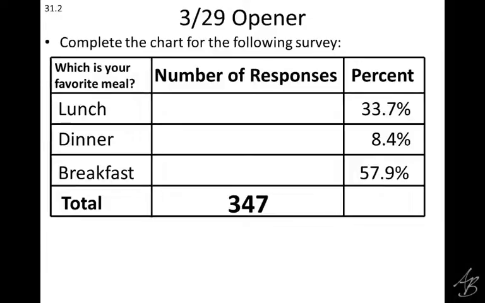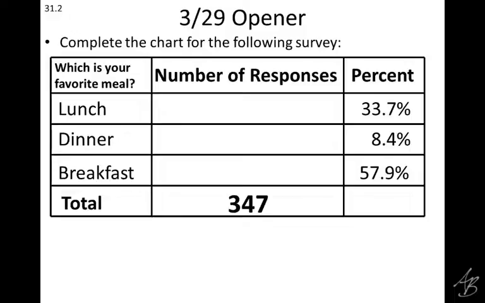We have a survey, and the people that were surveyed were asked the question, what is your favorite meal? And they were given three choices: breakfast, lunch, and dinner. And 347 people were surveyed. We have the percentages, which means that's how many people, if 100 people had been asked, would have given each response.